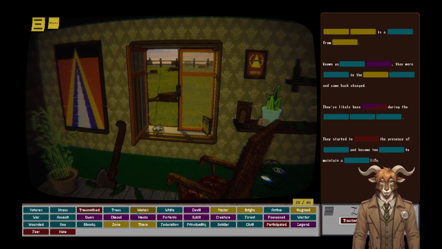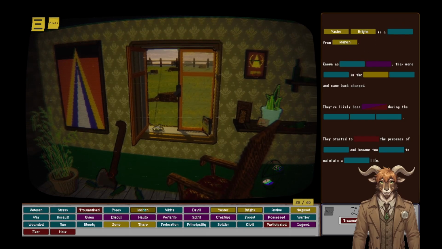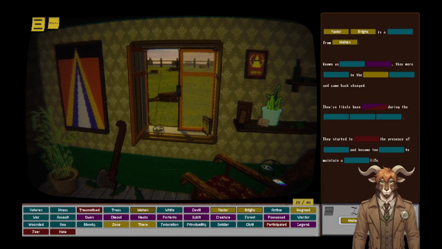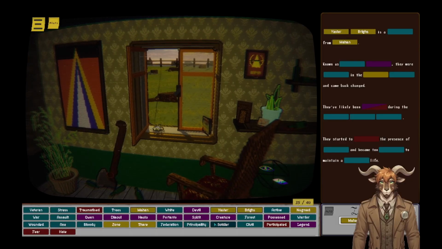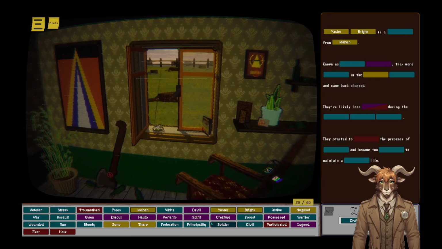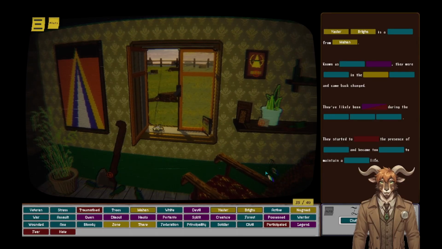Well, let's try and put some words in, and then maybe we'll be able to spot. Yasta Breeze is a veteran from Mahan. Did we search up Mahan? Mahan. Federation. Principality. A civil war? Did we search that up? Yeah, okay. Well, we might not have, but it didn't come up with anything anyway. A veteran. I said veteran. There we go. Known as, that would be White Devil.